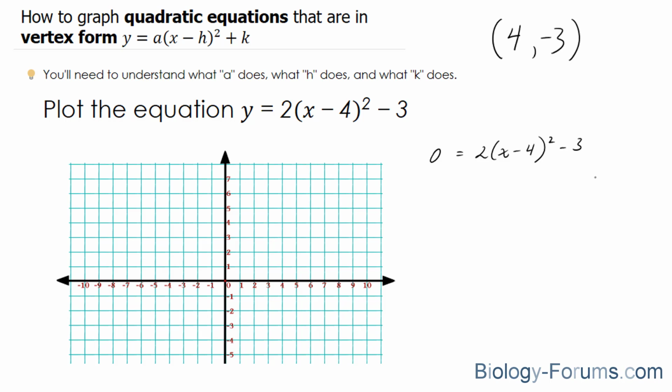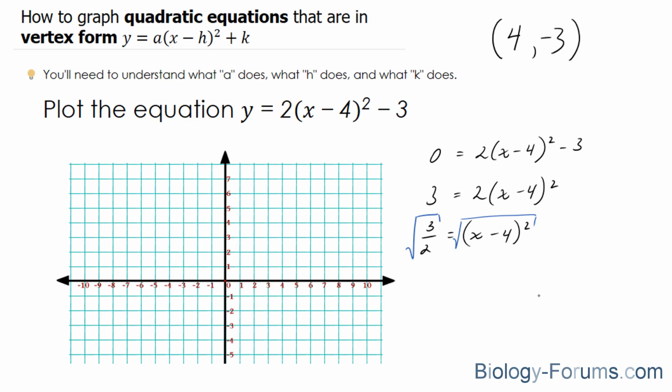Next, what you'll need to do is solve for x. So let's bring this 3 over, and it becomes +3. What I'm trying to do is isolate this x here. Next, I'll divide both sides by 2. And next, I'll try to isolate x by getting rid of this square. The way you get rid of a square is you square root both sides.